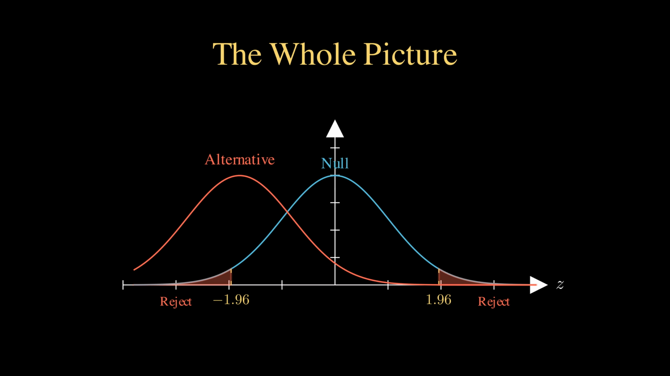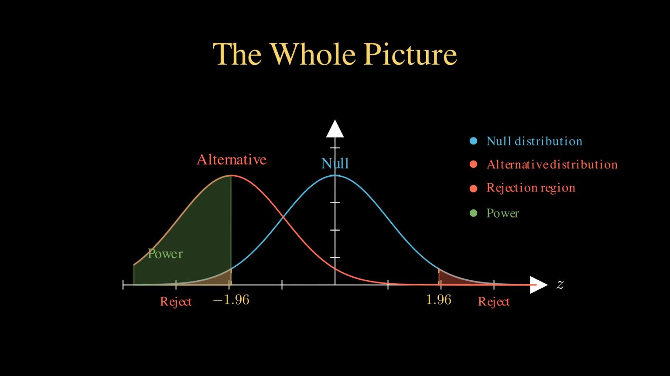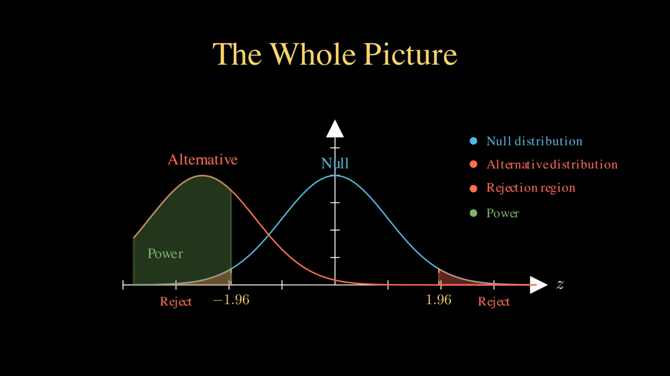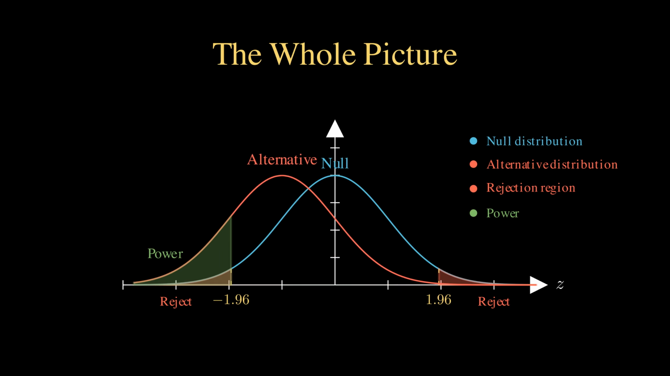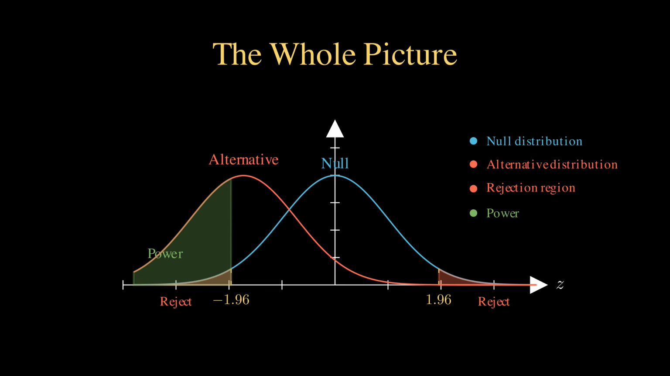The overlap between these two curves is where mistakes happen. The green area, the part of the alternative that falls in the rejection region, that's the power. It's the probability of correctly rejecting a false null hypothesis. The further apart these two curves sit, the easier it is to tell them apart. More separation means more power, fewer mistakes, and that's basically it.